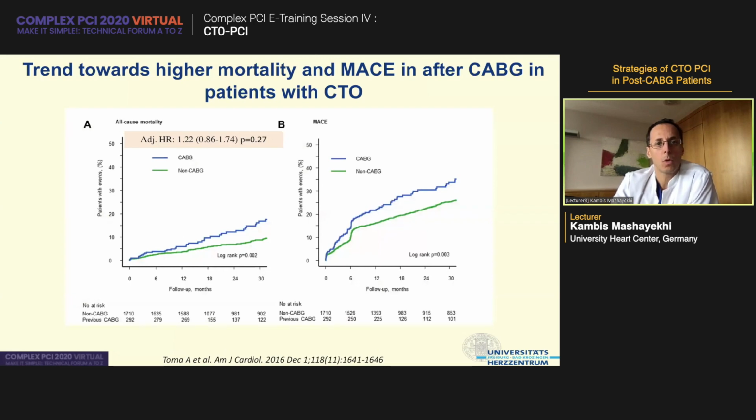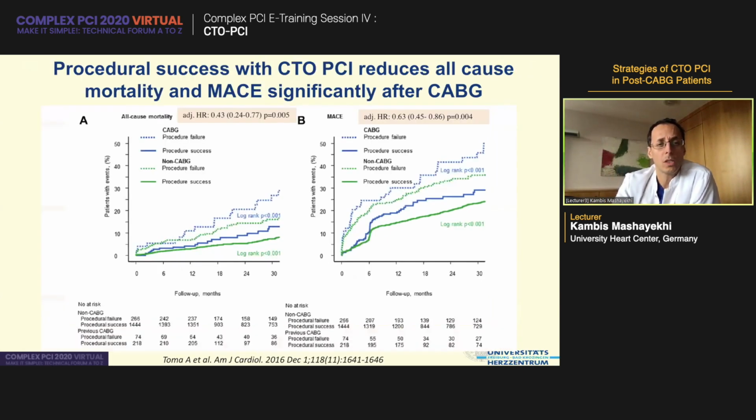So there's a trend towards a higher mortality and MACE rate after CABG in patients with CTO. Those are data from our institution. And what you can see here is that there is a trend towards a higher all-cause mortality, but also a higher MACE rate in patients post-CABG in comparison to non-CABG patients with a CTO. So once you do a revascularization.